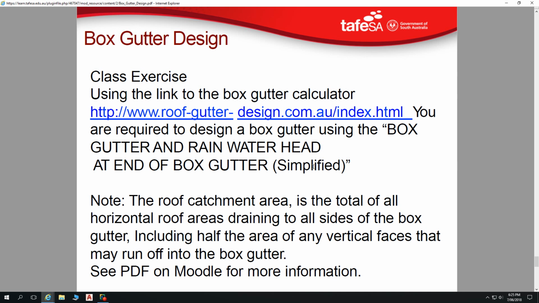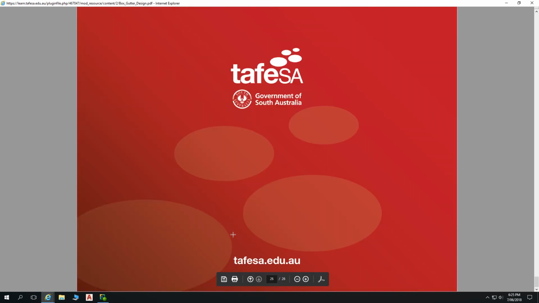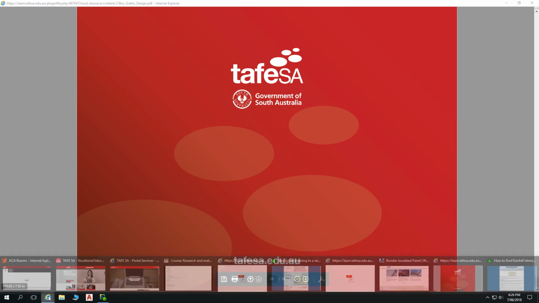So use the link to the box gutter design calculator. You're required to design a box gutter using the box gutter and rainhead water calculator. The roof catchment area is the total of all horizontal roof areas draining to all sides of the box gutter, including half the area of any vertical faces that may run off into the box gutter. So we've been through that box gutter calculator tonight, fairly simple. You guys can muck around with that to your heart's content.